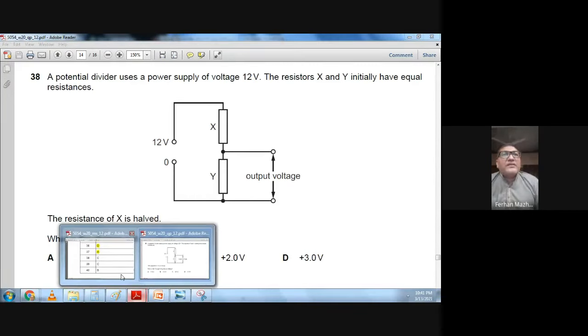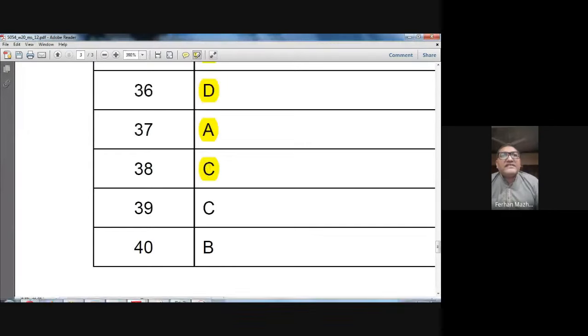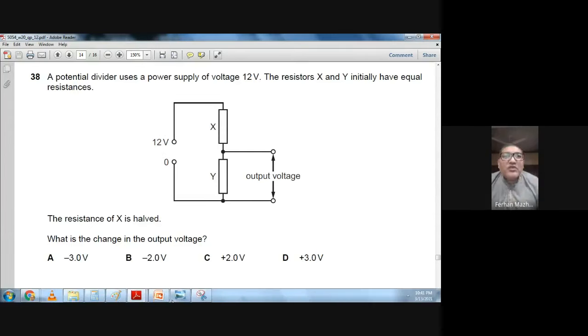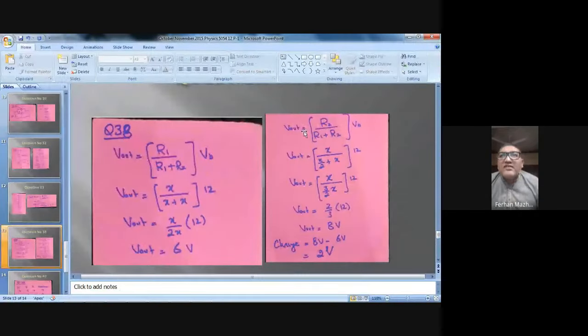Let me explain you again. But first of all, check the answer. Okay, C is the right option. This is a potential divider. This is R1. This is R2. So from R2, we have taken the V out. The voltage from the battery is 12 volts. So remember this formula: V out is R2 divided by R1 plus R2 into the voltage of the battery. So this is how it works. You should remember this formula. Never forget this.